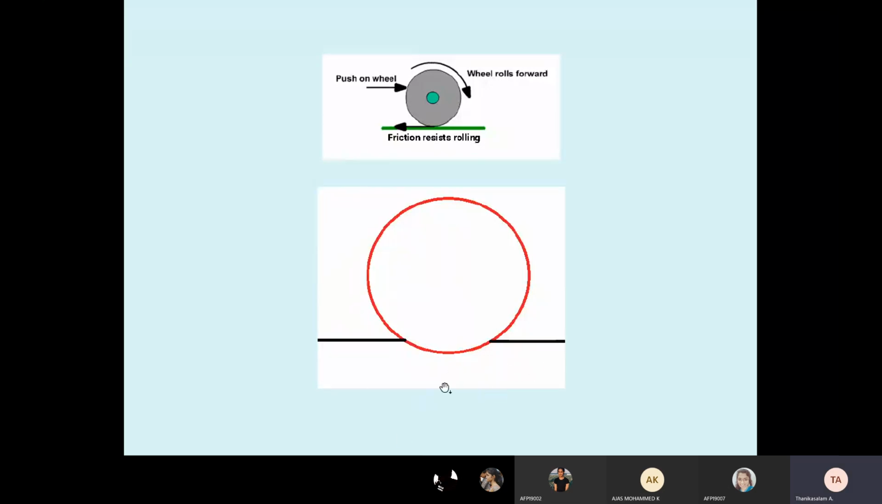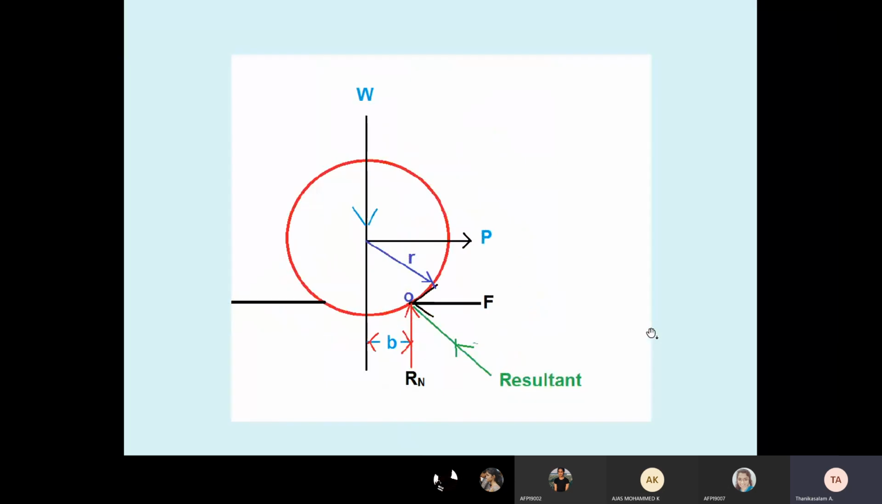It's acting at all the bottom of the surface. So I replaced all the reactions with a single reaction. See here, Rn. Definitely it's acting at some front part of the tire. Therefore, I replaced all the contact reactions with a resultant reaction, Rn, acting vertically upward at point O.